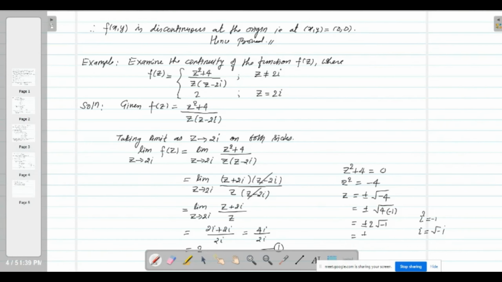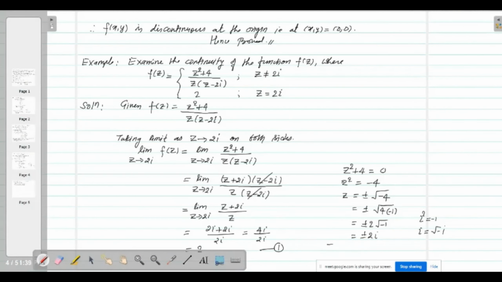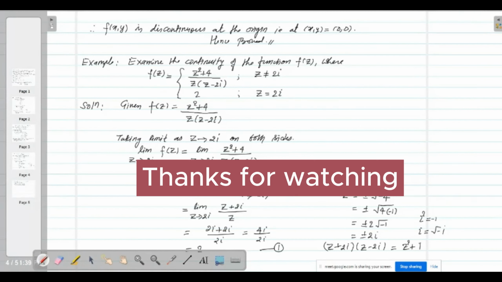So this is plus minus 2i. So you can write one bracket as the factor z plus 2i and the second factor as z minus 2i, and this is equal to z square plus 4. You understood? Yes, sir.